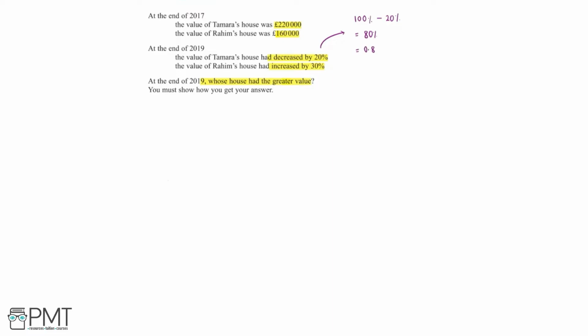And so we can therefore say that to find the value of Tamara's house, which had decreased by 20%, we'd have to multiply the original value by 0.8. Well, now let's consider what it means for the value to increase by 30%.